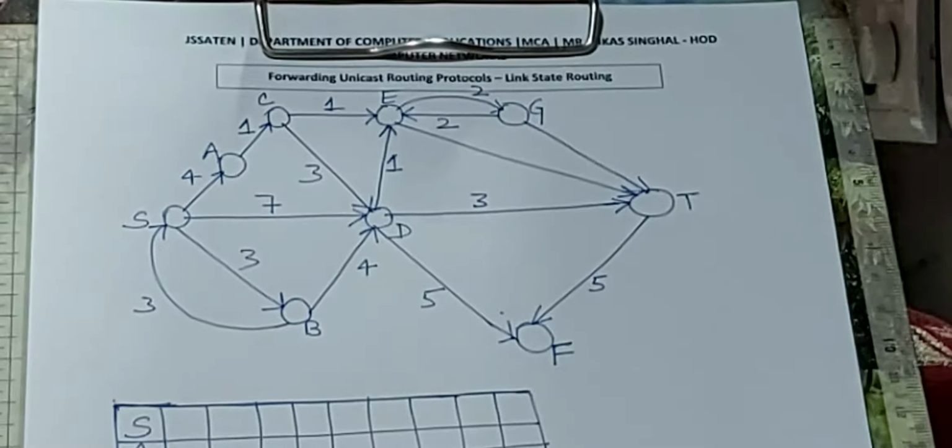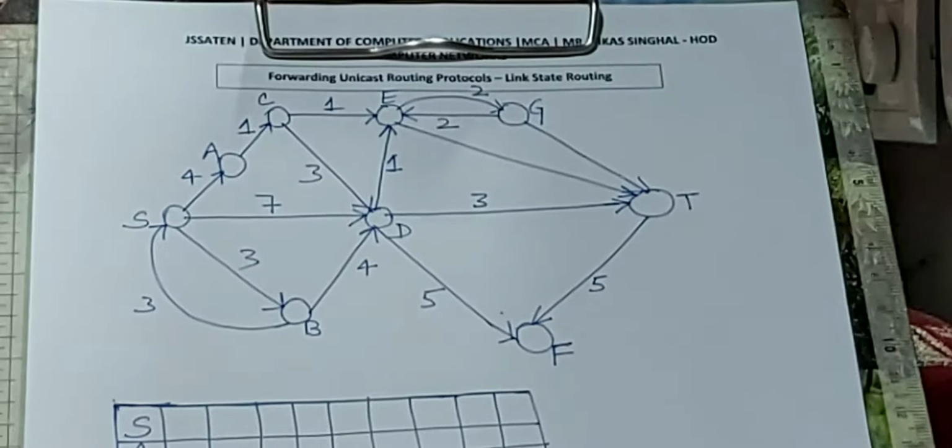As shown in the figure, the network is joined from different nodes A, B, C, D, E, F, G and T. Clear? This is the figure showing the nodes along with the edges. The weight of the edges, or the cost of the edges, is already mentioned, that is, the cost of moving from one node to another.